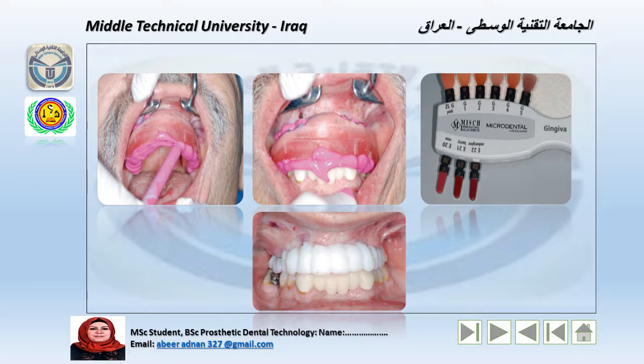The shade of soft tissue is made along with the shade of the teeth. The shape of the teeth is also selected. After the registration of the maxillary arch is made, the transition restoration is cemented with non-eugenol temporary cement.